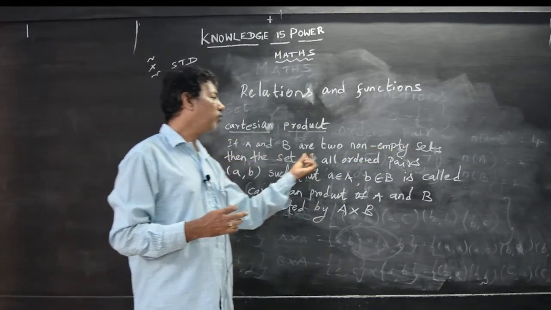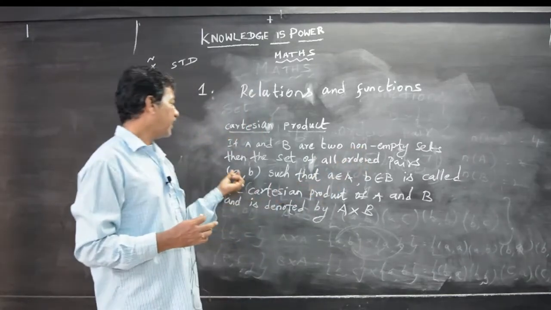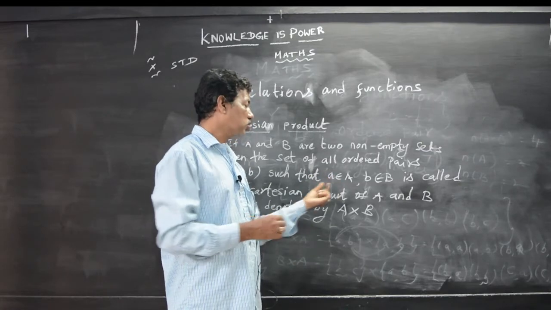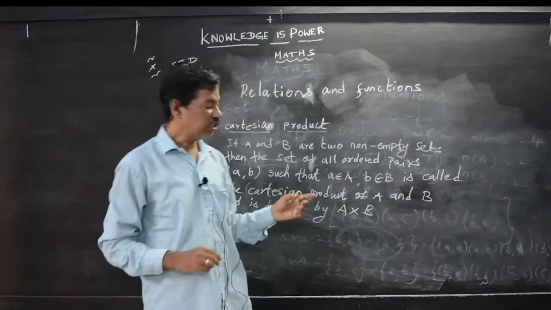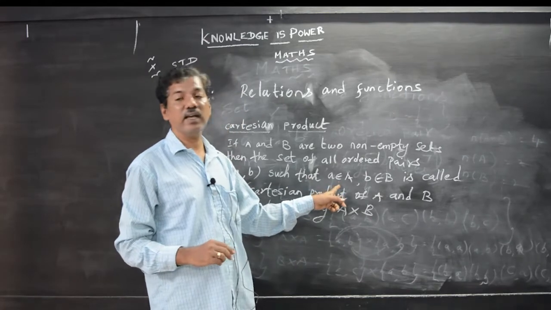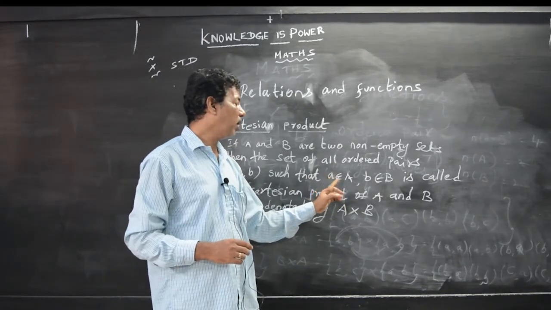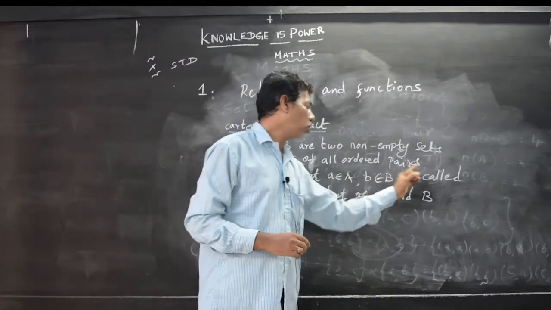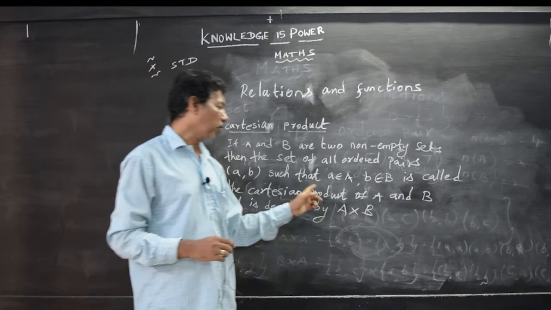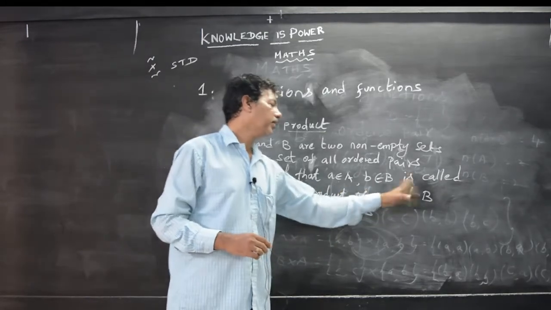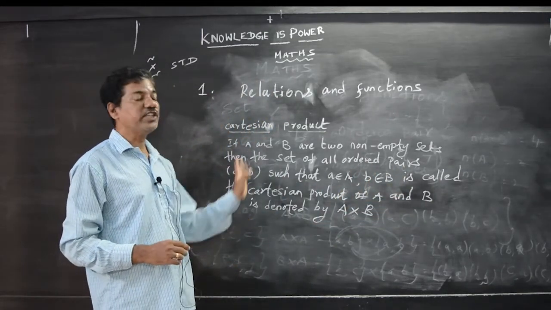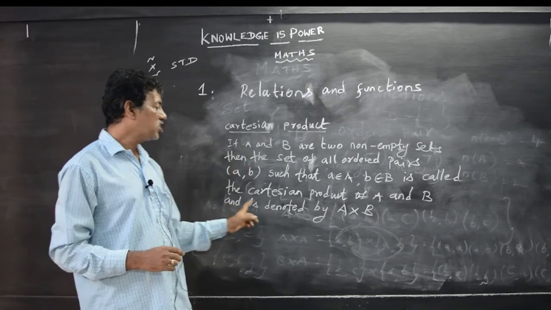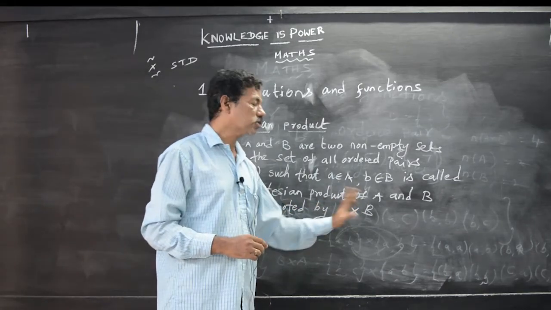Then the set of all ordered pairs (a, b) such that a belongs to A and b belongs to B. This symbol is called belongs to. This also we studied last year. a belongs to set A, b belongs to set B, is called the Cartesian product of A and B. And how is it denoted? It is denoted by A cross B.